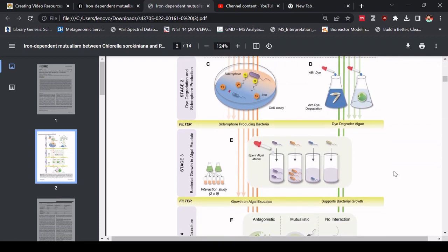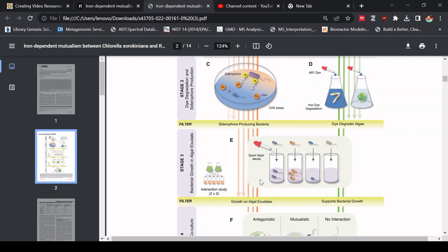So in stage three, I wanted to see whether bacteria could grow in the sterile exudates of microalgae. We know that microalgae produce dissolved organic matter which is excreted in the aquatic medium. So I collected my exudate from two microalgae, and then five bacteria were grown. So it was an interactive study.